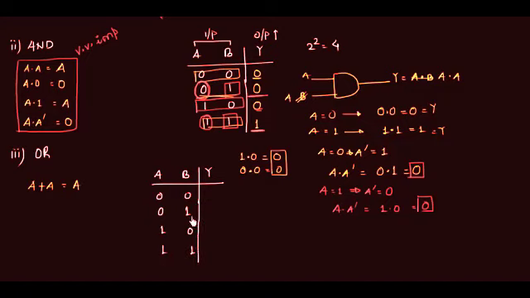So these are the 4 combinations, and if any of the inputs from A or B is high, the output is going to be high. In the first case, both of the inputs are low, so output is low.